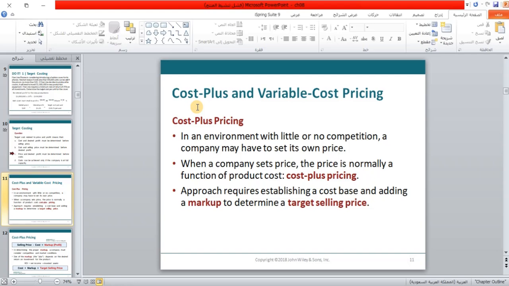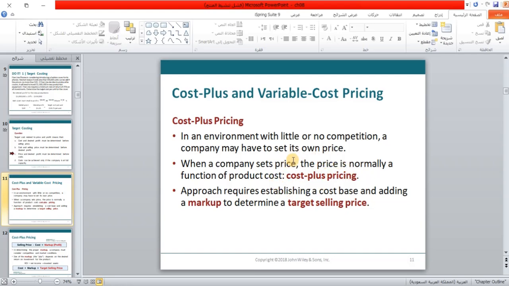Another way to determine pricing: cost plus and variable cost plus pricing. Cost plus pricing: in an environment with little or no competition, a company may have to set its own price. When a company sets a price, the price is normally a function of product cost.